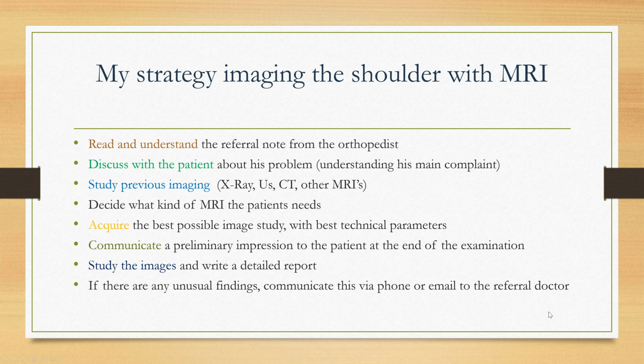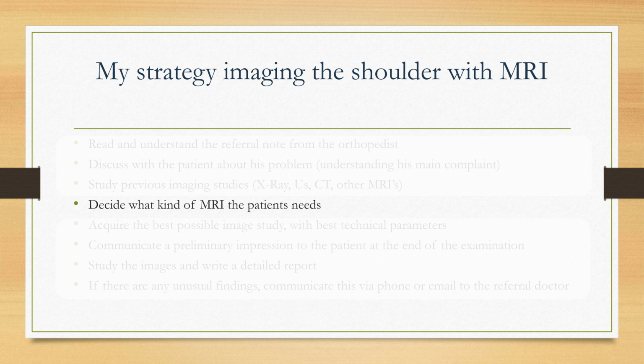My strategy when I image the shoulder with MRI. First, I read and understand the referral note from the orthopedist. I discuss with the patient about his problem and I try to understand his main complaint. I study previous imaging, X-ray, ultrasound, CT, other MRIs. I decide what kind of MRI the patient needs. I acquire the best possible image study with best technical parameters. I communicate a preliminary impression to the patient at the end of the examination, and then I study the images and write a detailed and final report. If there are any unusual findings, I communicate this via phone or email to the referral doctor.